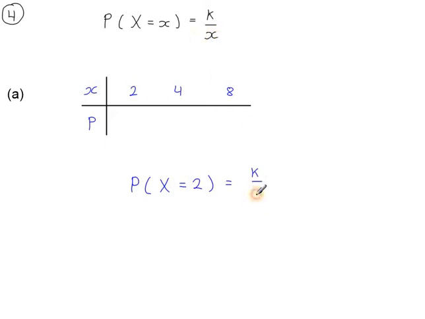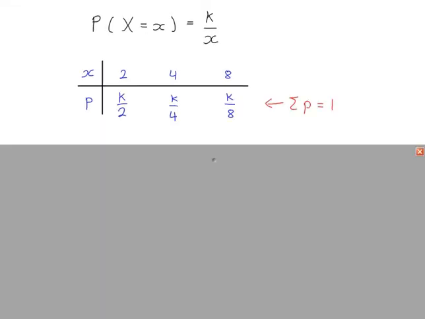2. And then I can do the probability that x equals 4, that's k over 4, and the probability that x is equal to 8, and that's k over 8. And then we can put them into the table, and this is our probability distribution table, but we still need to work out the value of k.